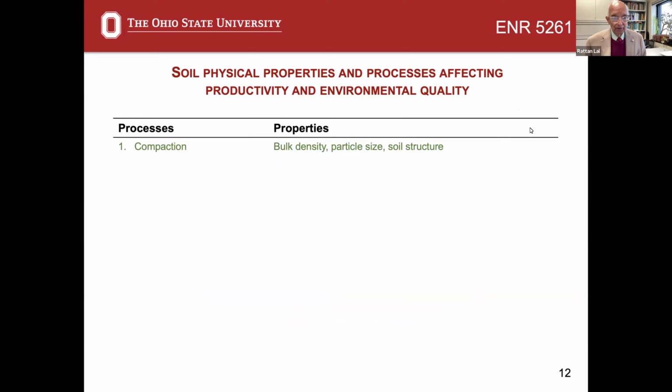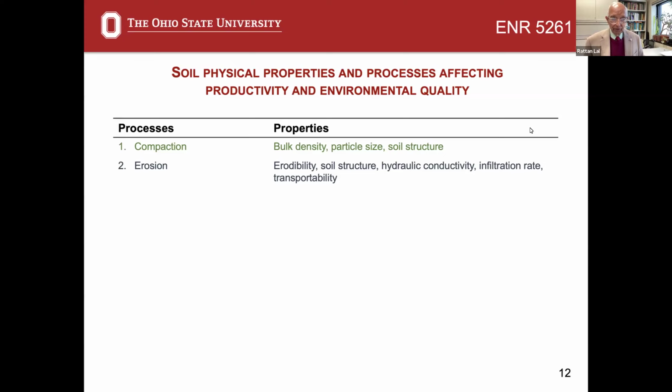Similarly, other properties that affect compaction are particle size and soil structure. And we'll talk about these properties in more detail one by one. We have soil erosion, a process. Erodibility is a property. Erodibility indicates the ease by which soil can be transported by water and wind. That's erodibility. Soil structure is the formation of aggregation of the soil.